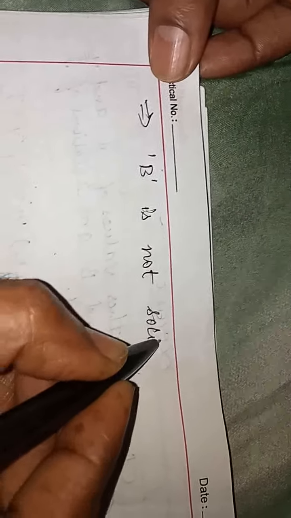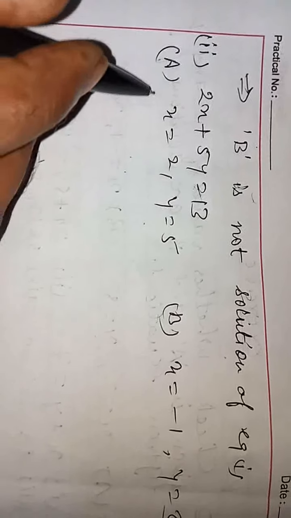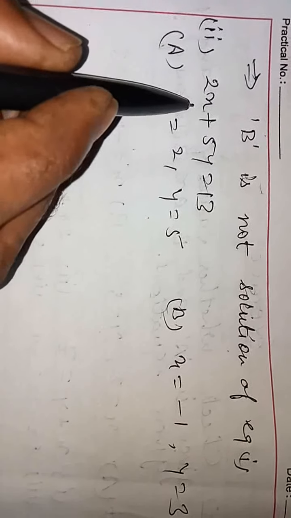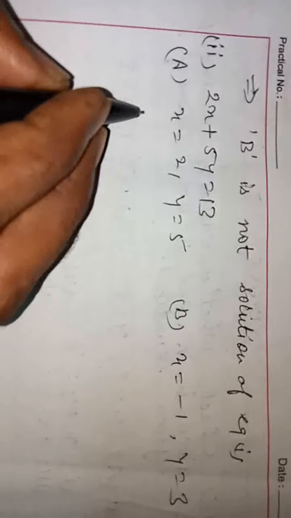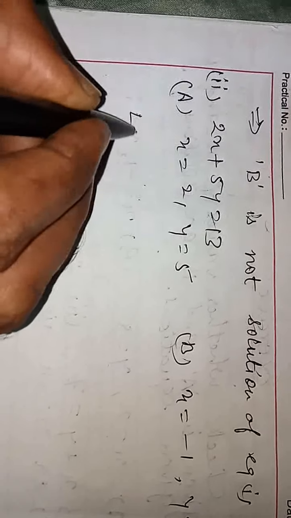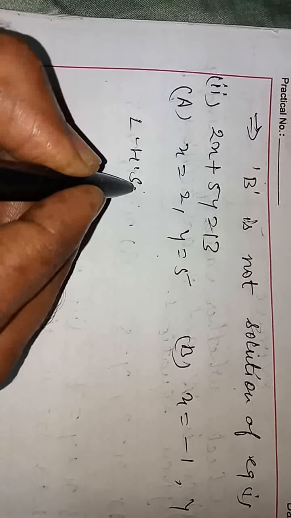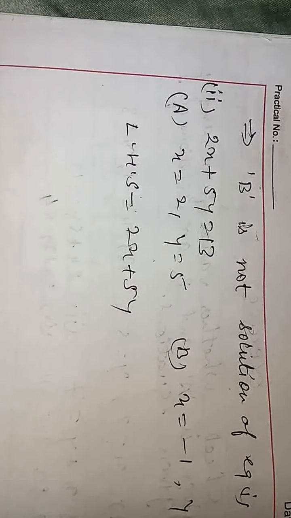This show that B is not solution of equation first. In second equation is 2x plus 5y equal to 13. So LHS equal to 2x plus 5y.